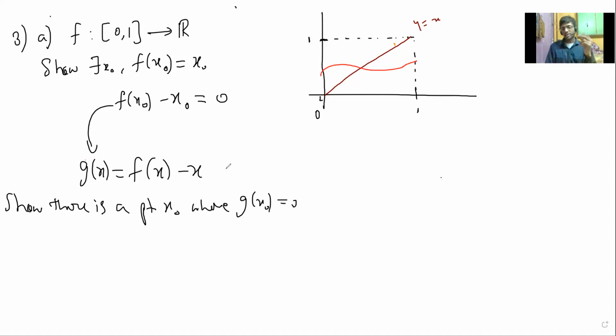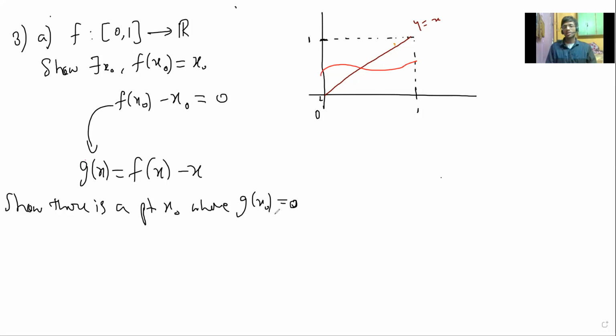Whenever there's an IVT question, more often than not, this translation technique is enough in the easy questions. But obviously in harder questions, it may not be enough. There you have to split the function in an interesting way.